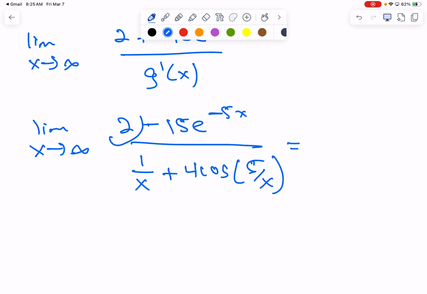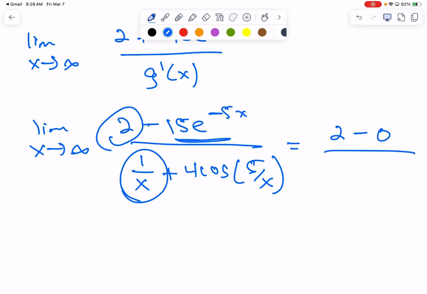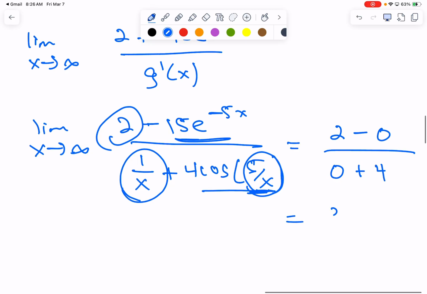All right, first of all, what's the limit of a constant? 2. What's the limit of this going to be as you approach infinity? 0. What's the limit of this? It's going to be bottom heavy, right? So that's 0 plus. Now this is interesting, because when you plug in here, this is bottom heavy, so that ends up being what? What's cosine of 0? 1, and then 1 times 4 is what? So you get 2/4, which is 1/2.